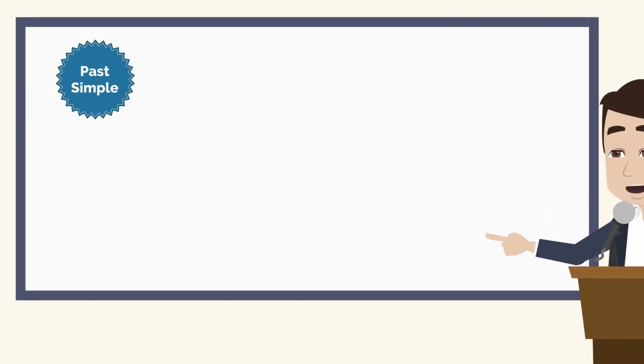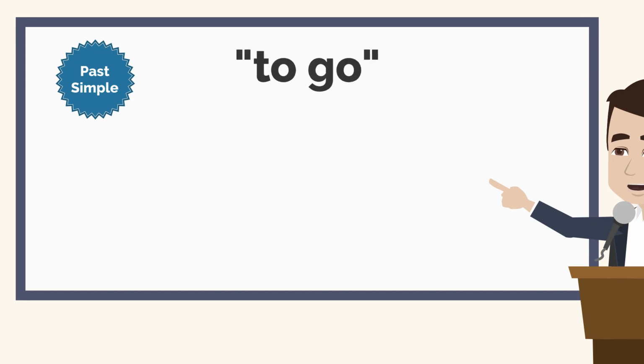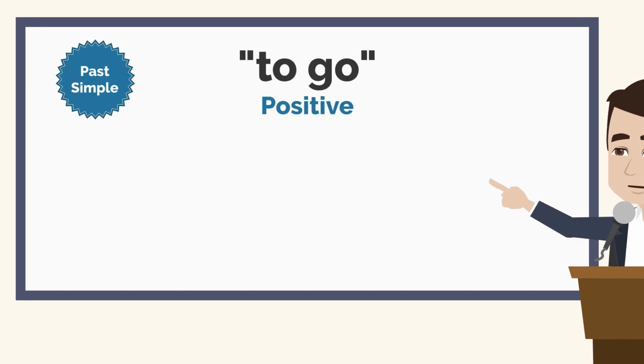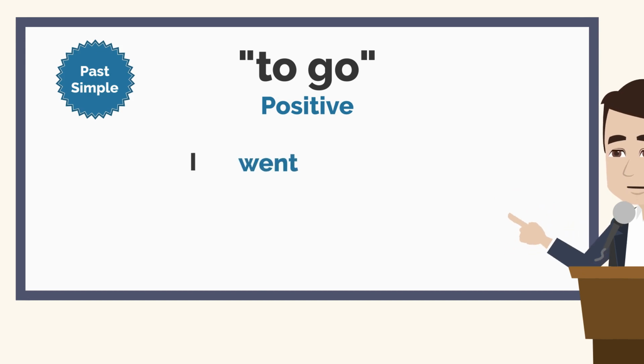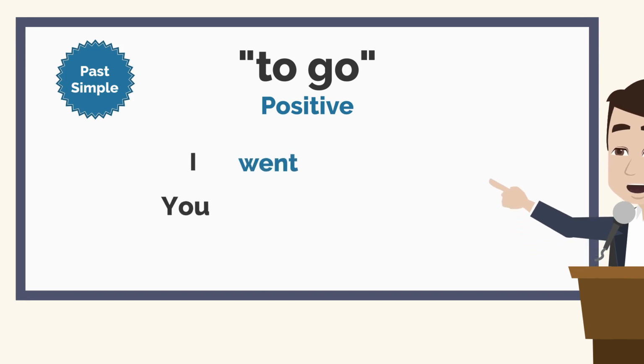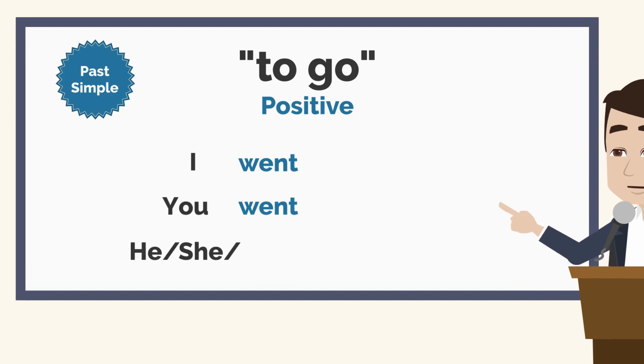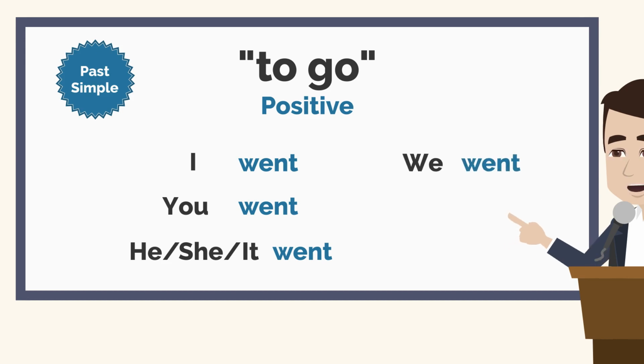Last, let's look at the past simple conjugation for the verb to go. The positive conjugation is I went, you went, he, she, it went, we went, they went.